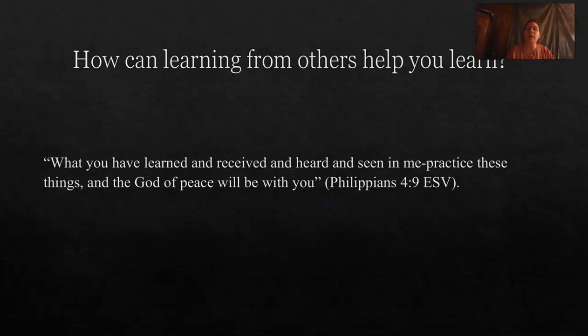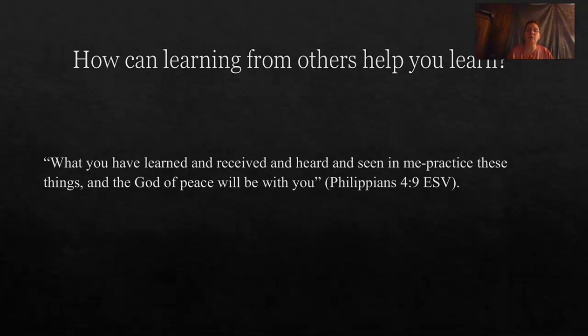So how can we learn? How can we learn from others? How can we increase our knowledge and apply what we have learned appropriately and effectively? In the Bible, we read in Philippians 4:9 that God told us to take what you've learned and received and heard and seen in me, practice these things, and the God of peace will be with you.